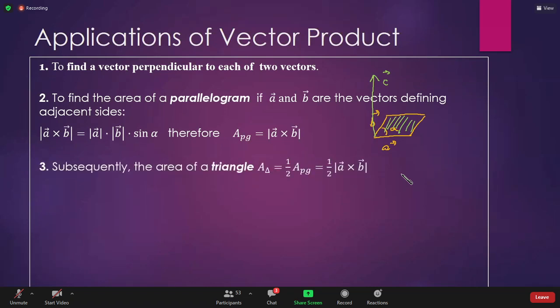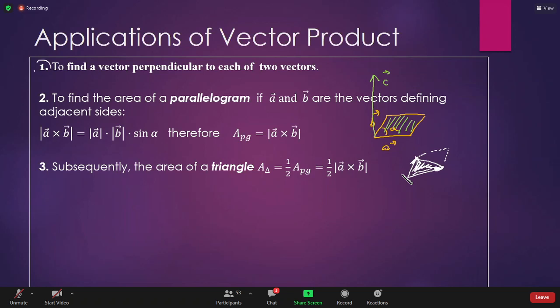Next, the area of a triangle evidently is half of this, because a triangle is half of a parallelogram. So if we have a triangle, again, built on two vectors A and B, as you like, we can actually imagine that we complete the picture to a parallelogram. That's basic geometry. And that means that the area of the triangle is half of the area of a parallelogram. This is simply a very simple consequence of the previous one.